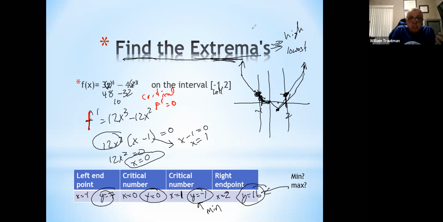Let me erase this, make it look a little better. Y equals 3x raised to the fourth minus 4x raised to the third. And I graph it. Let me change my window so I can see it a little bit better.